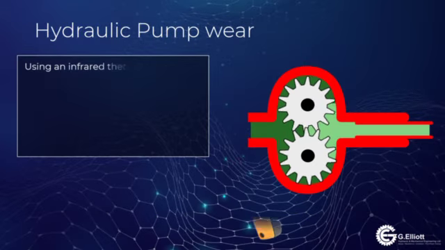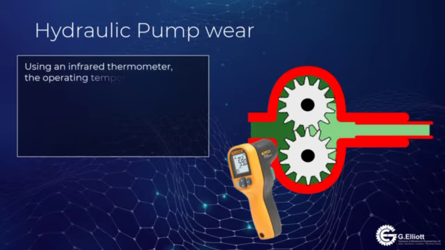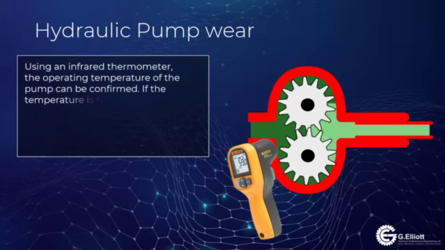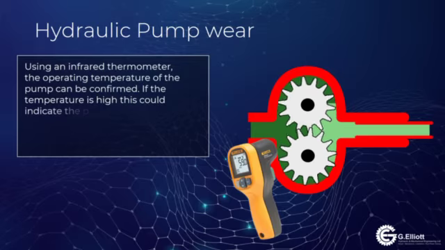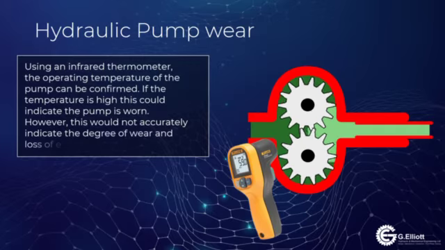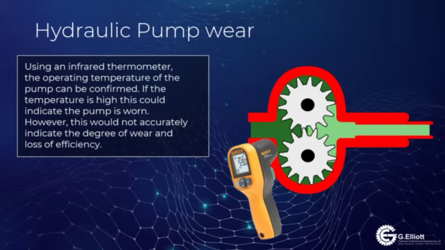Using an infrared thermometer, the operating temperature of the pump can be confirmed. If the temperature is high, this could indicate the pump is worn. However, this would not accurately indicate the degree of wear and loss of efficiency.